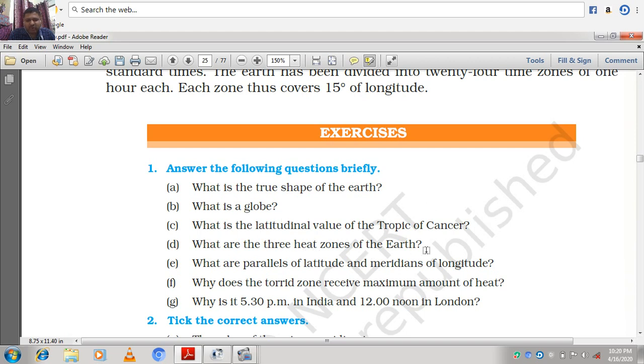What are the three heat zones of the earth? The three heat zones of the earth are torrid zone, temperate zone and frigid zone, as we have discussed yesterday by drawing the globe. I showed you by drawing a globe on the board yesterday, so you have to write your answers based on that.